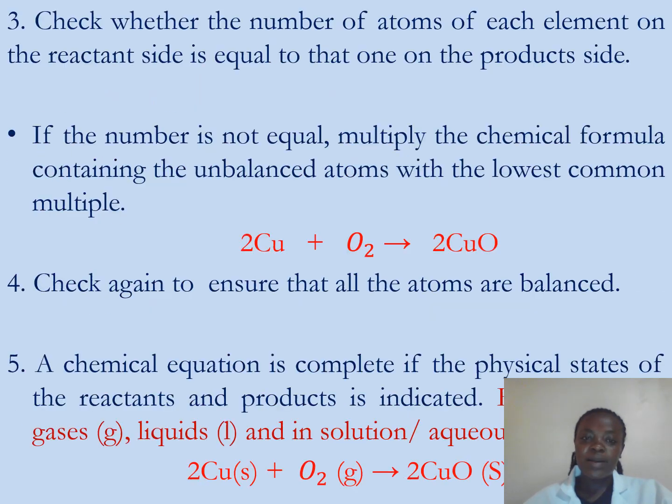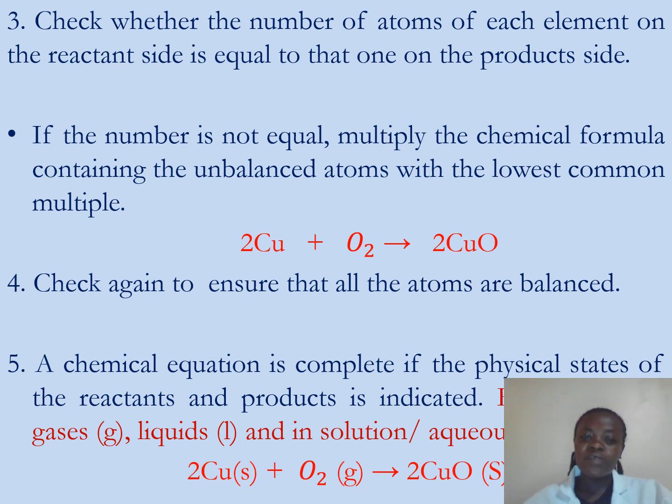So step number 3, check whether the number of atoms of each element on the reactant side is equal to that on the product side. So in our equation, we have seen that the number of oxygen atoms on the reactant side is 2, but on the product side we have 1 atom. So that means the equation is not balanced.